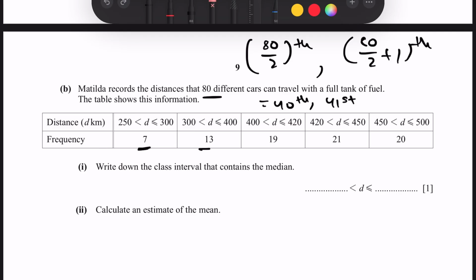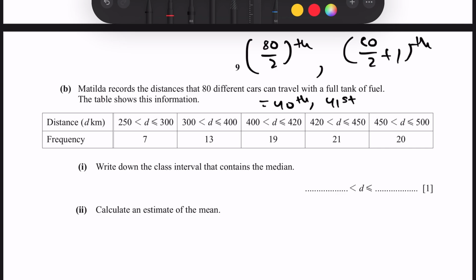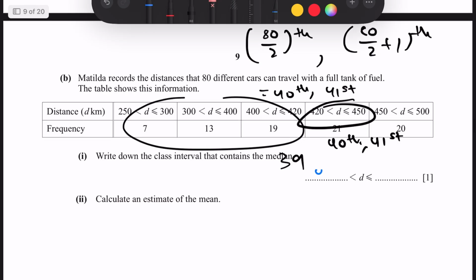Now since over here at this point there's 20 cars in total that are within this range, this also does not fall within the median, therefore this is also wrong. Now 20 plus 19 is equal to 39, so this range has 39 cars and this also does not fit the median. Now if we add this range over here, this is equal to 39, which means that the 40th and the 41st car both lie within this range of 420 to 450, which means that the class interval that contains the median is 420 less than D less than or equal to 450.